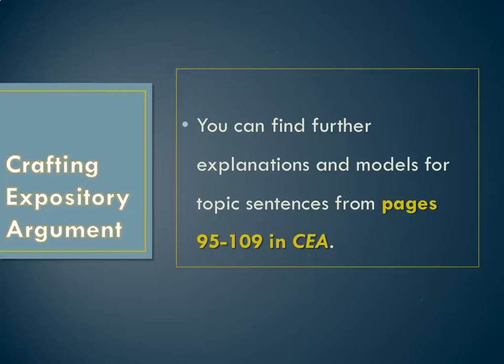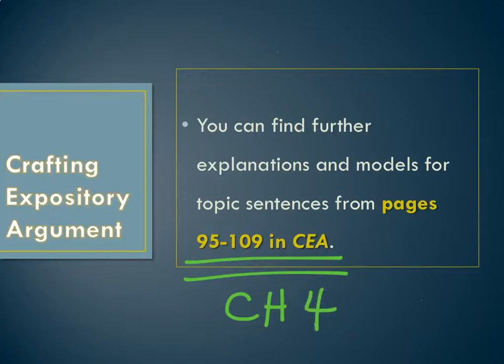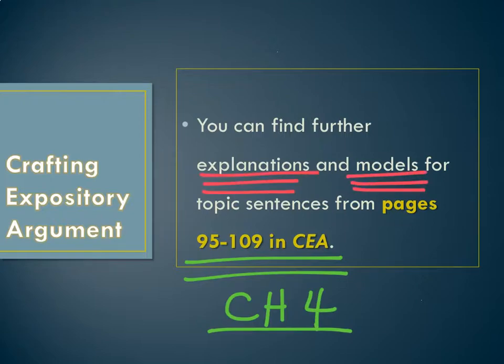So I think it's important to make note of these pages in the CEA book. This would be chapter 4 in Crafting Expository Argument. Some really great pages because you get so many more examples and explanations of these examples, how to write topic sentences, how to group your examples into paragraphs.